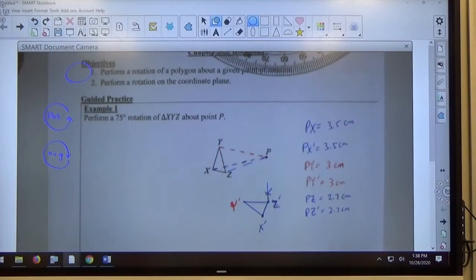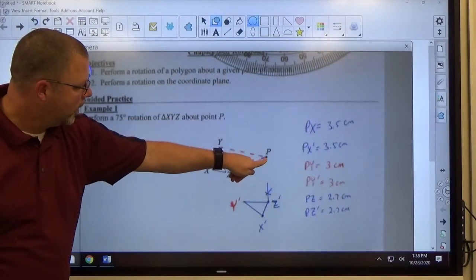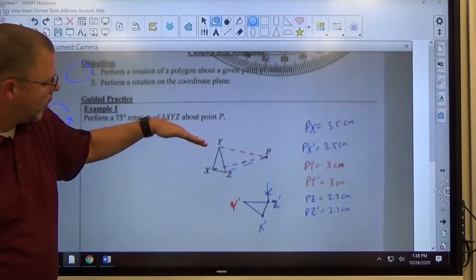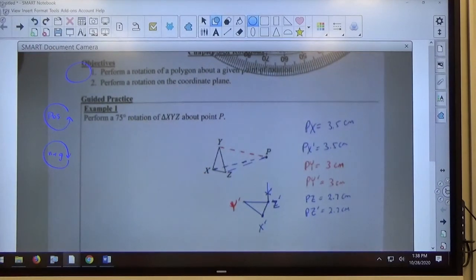Again, it comes down to precision, measuring the angles correctly, and going to the right 75 degrees. If 0 is this direction, if P is here and the protractor is coming this direction, that's where 0 is. You're going up from 0 as you count. That'll get you the right angle when you do it.